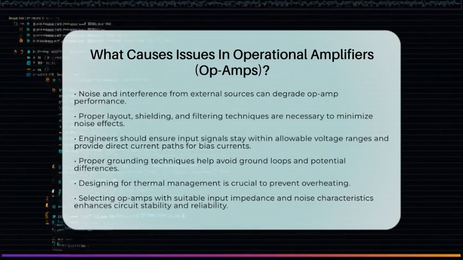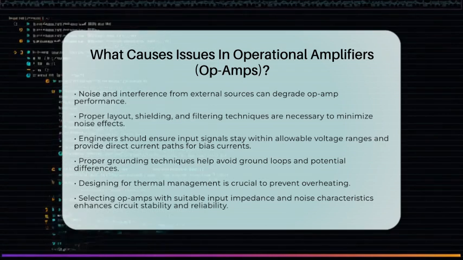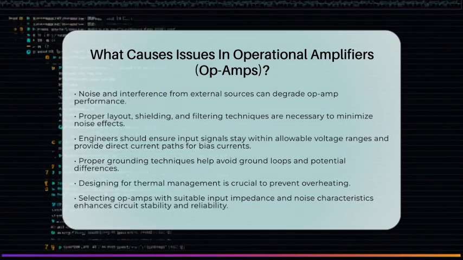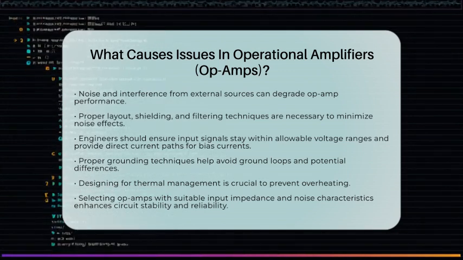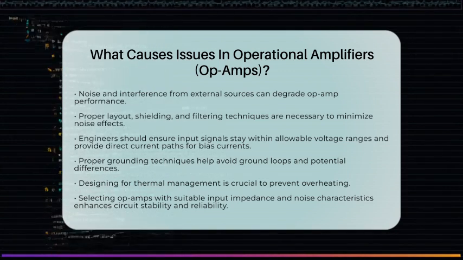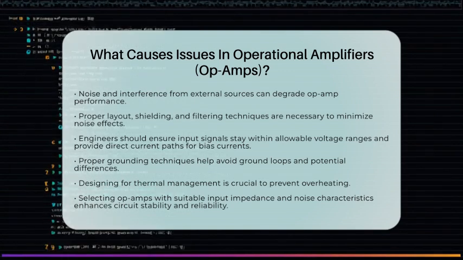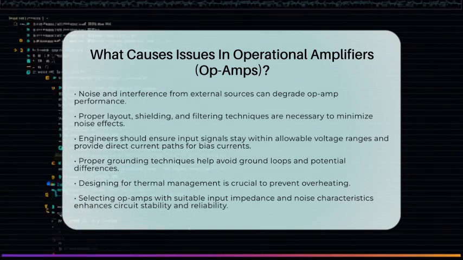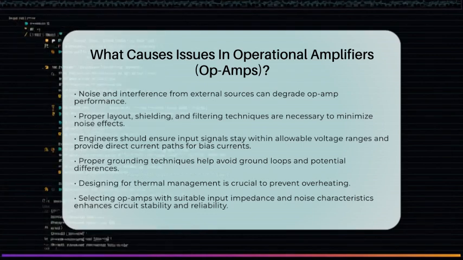To tackle these issues, engineers should ensure input signals stay within the allowable voltage ranges. Providing direct current paths for input bias currents using appropriate resistors is vital. Proper grounding techniques can help avoid ground loops and potential differences. Designing for thermal management is also important to prevent overheating.